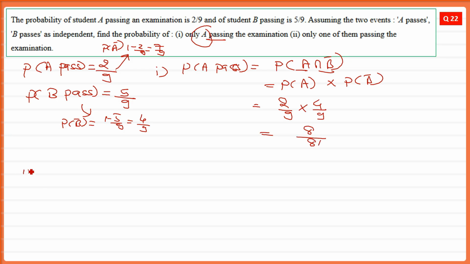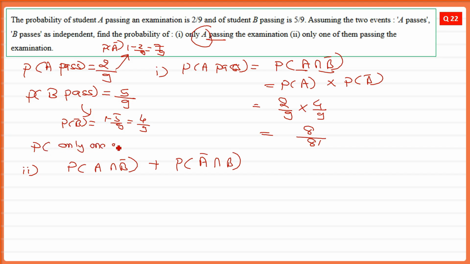Then the second part. The second part is asking that only one of them is passing the examination. What does it mean? That is A passes, B fails. This has to happen together. Or B passes and A fails. So A complement intersection B, and we need to add them in order to get only one of them passing the examination. So these two combined is actually what we are finding.